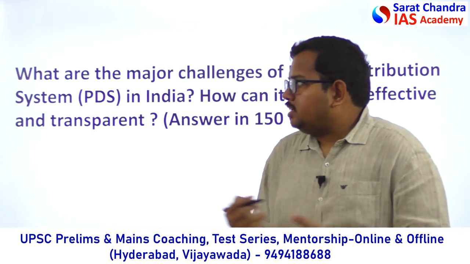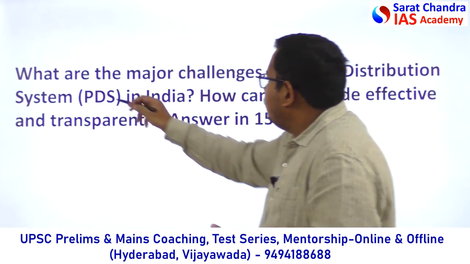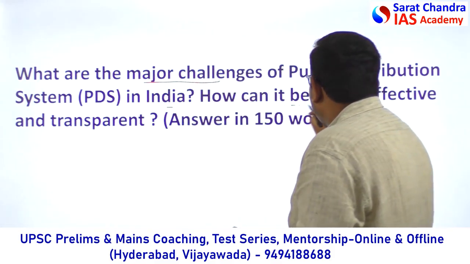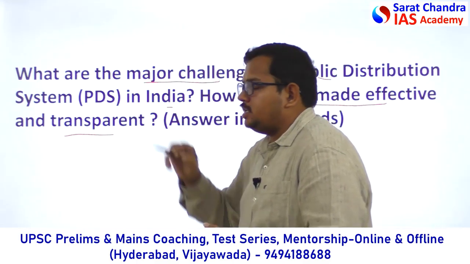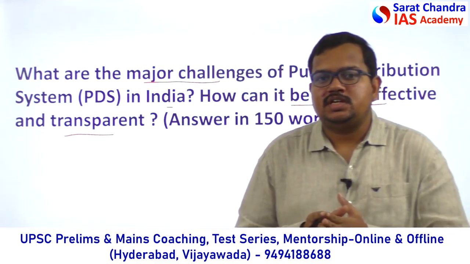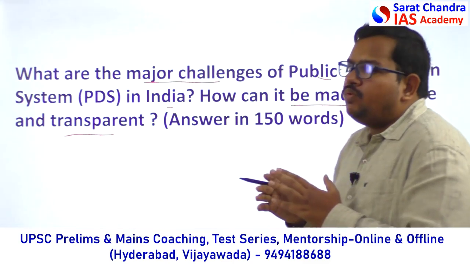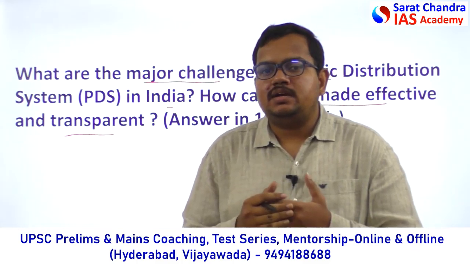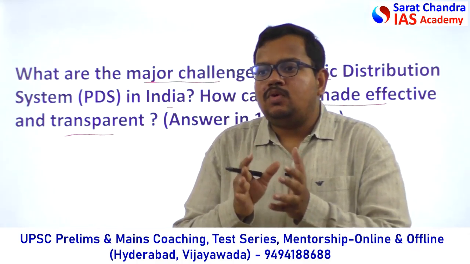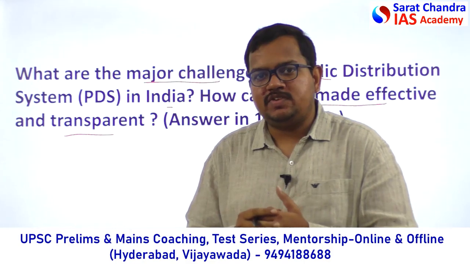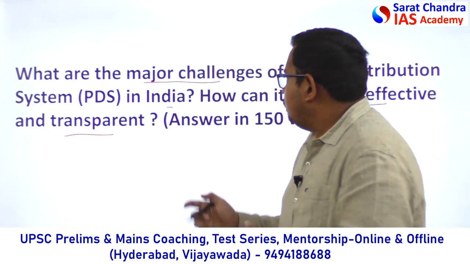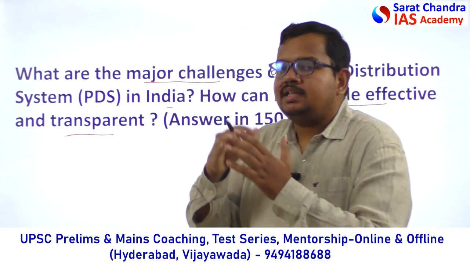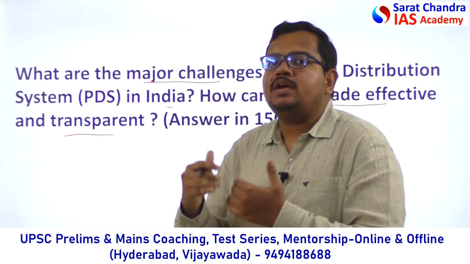Let us move on to the third question. Now let's see what is the question. What are the major challenges of public distribution system in India, and how can it be made effective and transparent? So here we have two parts of the question. In the first part, they are asking what are the major challenges in the public distribution system. So first we need to understand what is public distribution system and what are the challenges that it is facing. Later we need to say how can it be made effective and transparent. Okay, how these challenges can be overcome, how can it be made more effective and transparent.